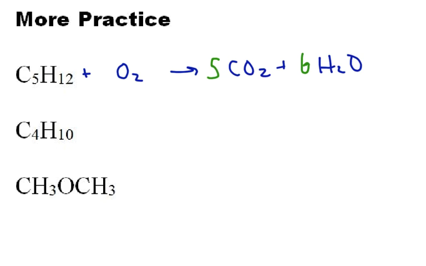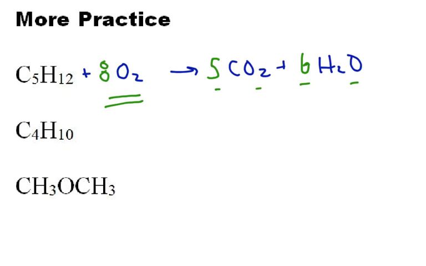Now, I always leave my oxygens to the last because this number here can be any number of oxygens that I want it to be. So on the right side, I have 5 times 2, that's 10. 6 times 1, that's 6. Altogether, 16 oxygen atoms. So that would be 8 O2 molecules. So 1, 8, 5, and 6. That's my balanced equation.